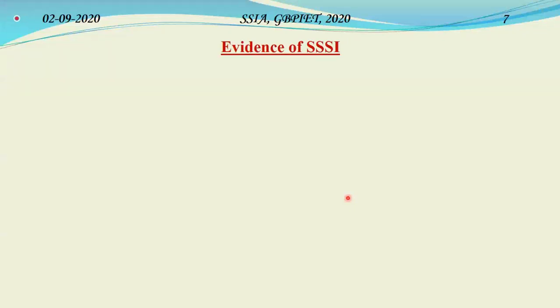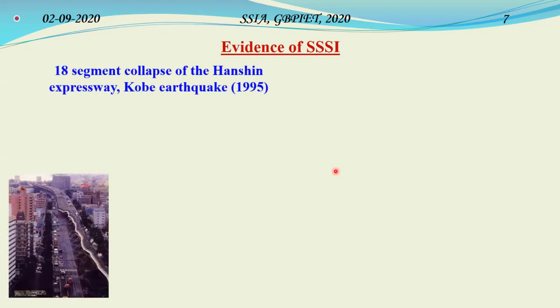Now, many a times a question is brought up. Do we have evidence of SSSI? Do we have evidence of seismic soil structure interaction? From when did we start? So it all started from the Kobe 1995 earthquake, when there was a huge 18-segment collapse of the Hanshin Expressway.